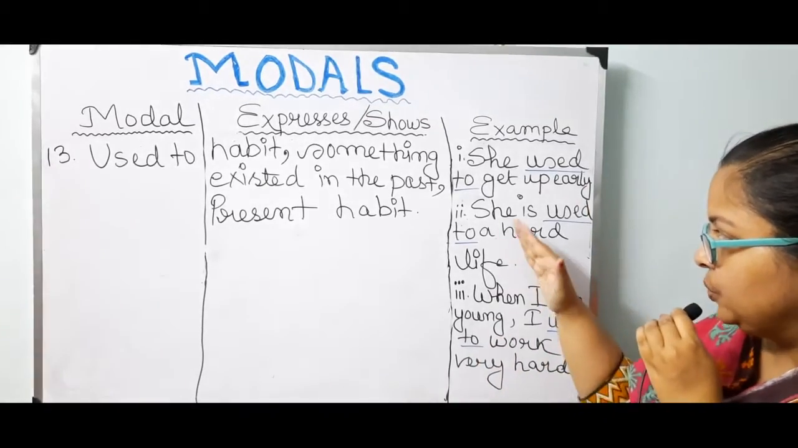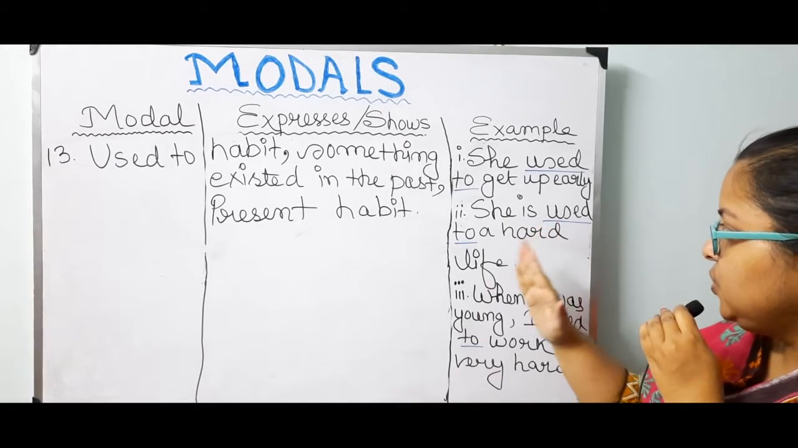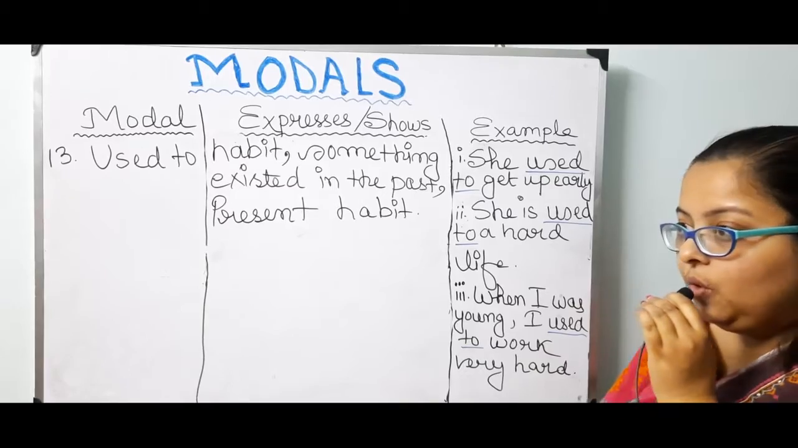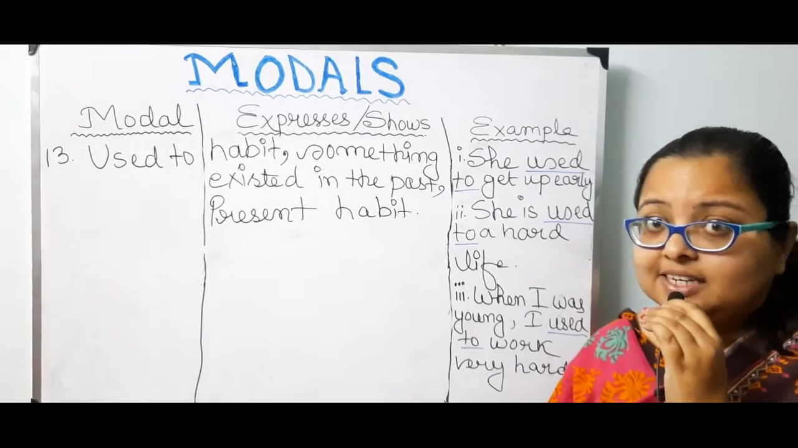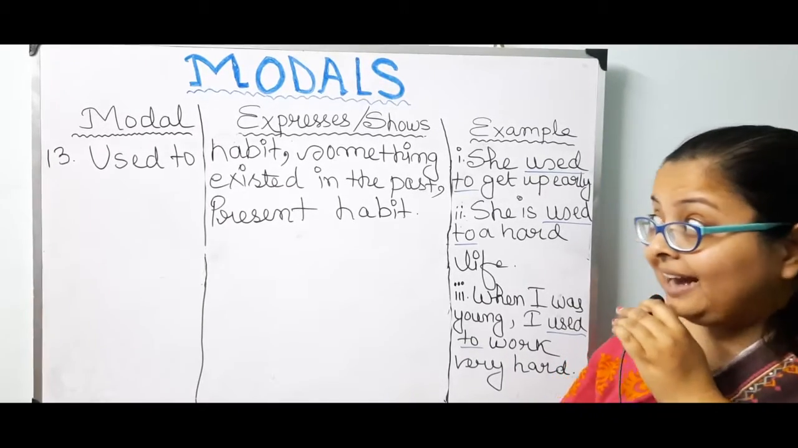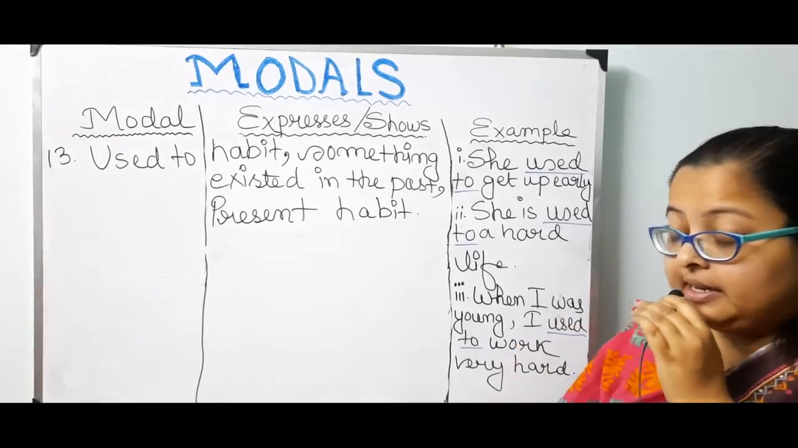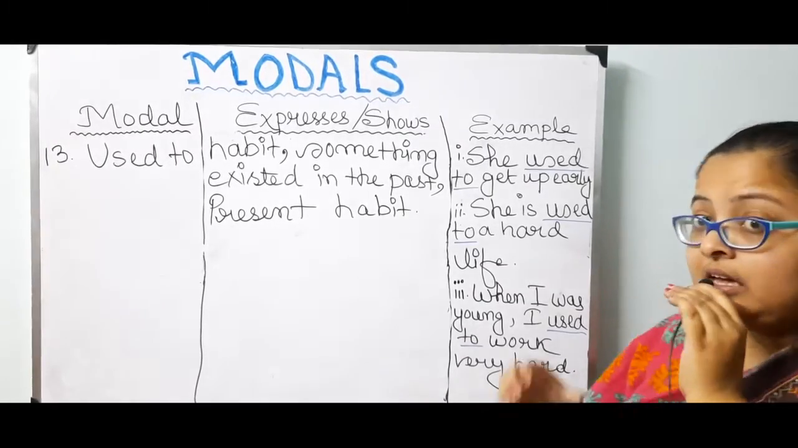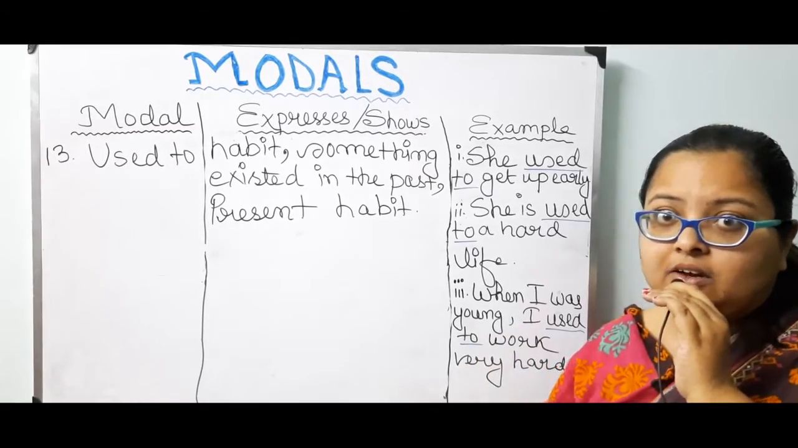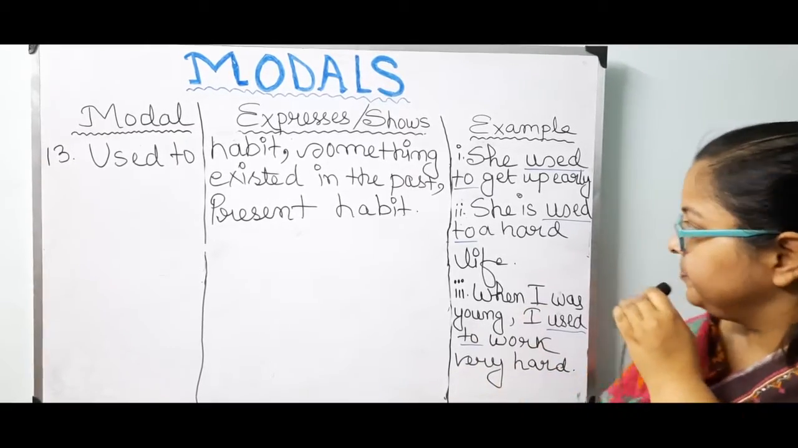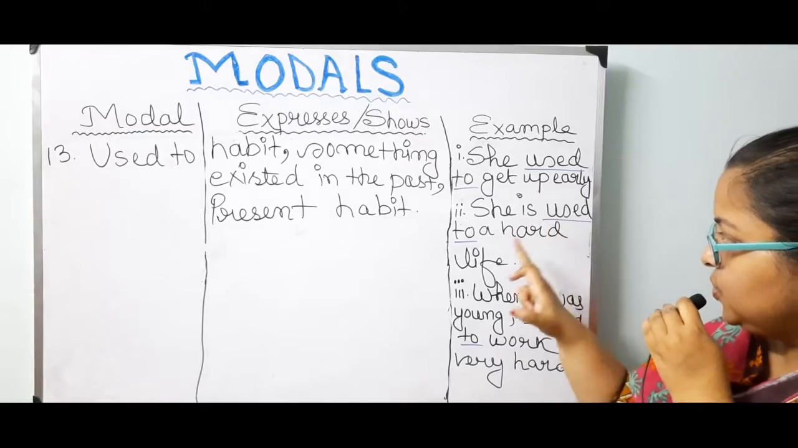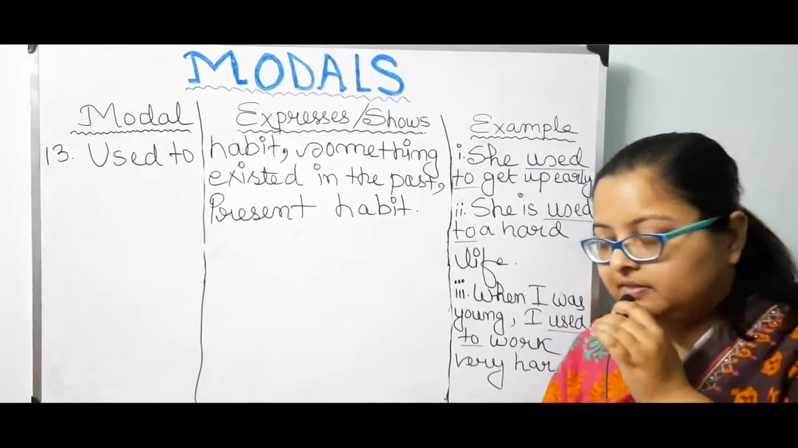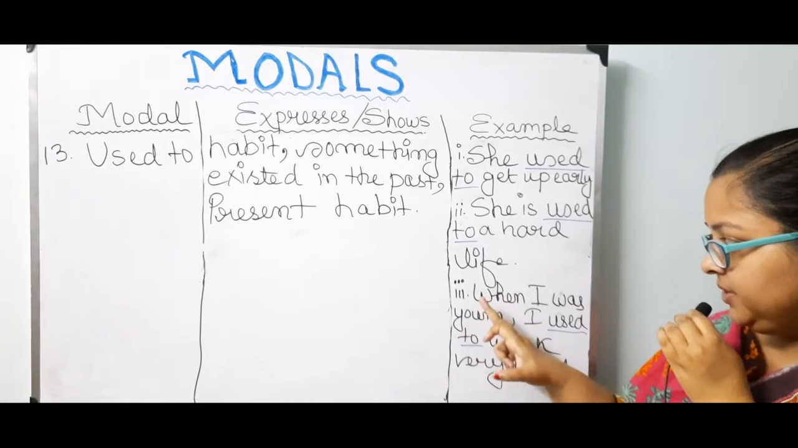Next, number 2. She is used to a hard life. So, something that she is used to and that existed in the present time, or as a present habit of that person. So, she is used to a hard life. So, tough life.